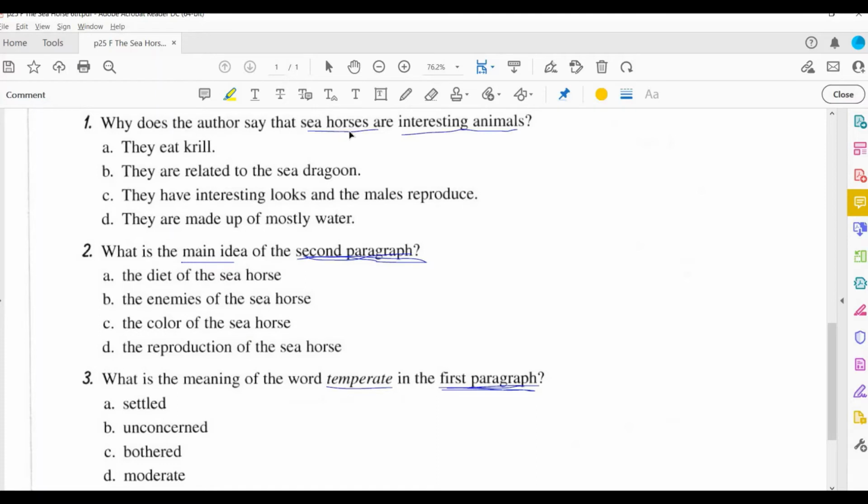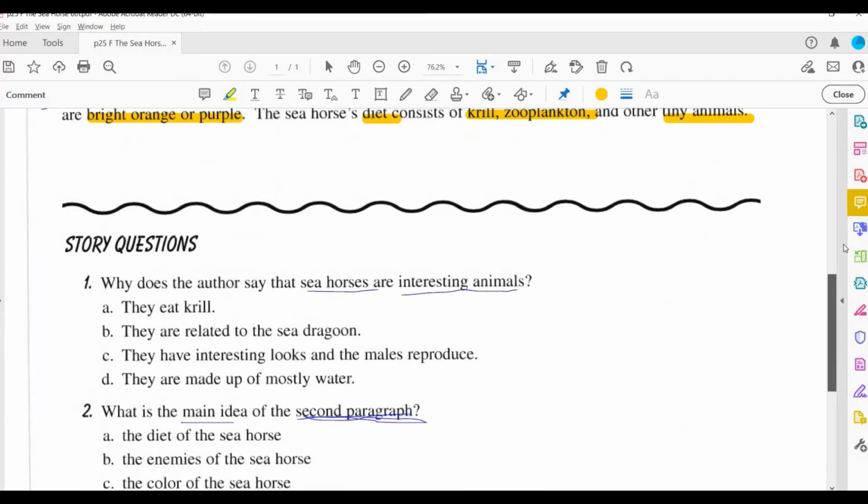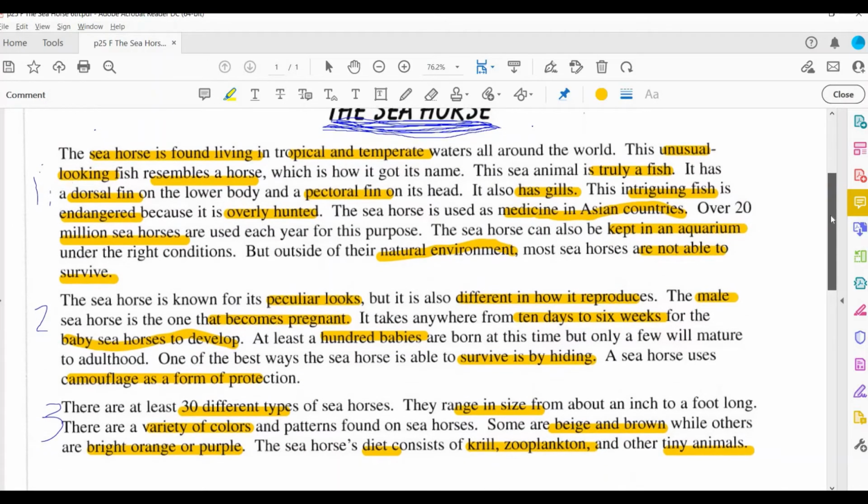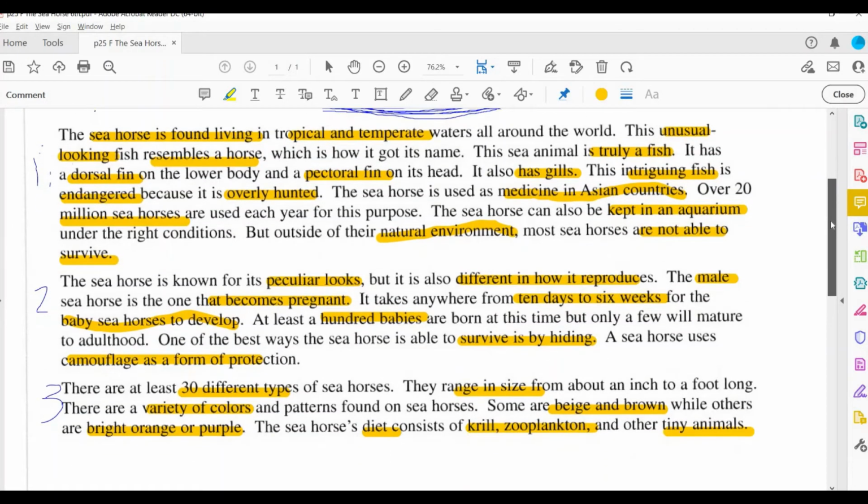So, number one, why does the author say that seahorses are interesting animals? A, they eat krill. B, they are related to the sea dragon. C, they have interesting looks and the males reproduce. D, they are made up of mostly water. So why does the author say that seahorses are interesting animals? We can always go back to the text. Remember we looked at those key words. Where did we find where it said something about interesting animals? Look at the paragraph. Was it paragraph 1, paragraph 2, or paragraph 3?